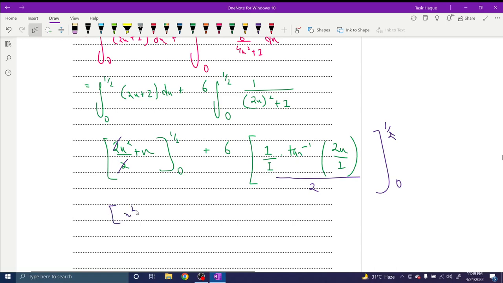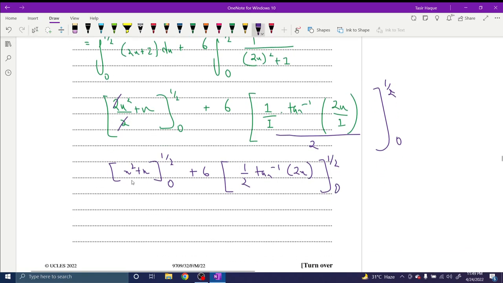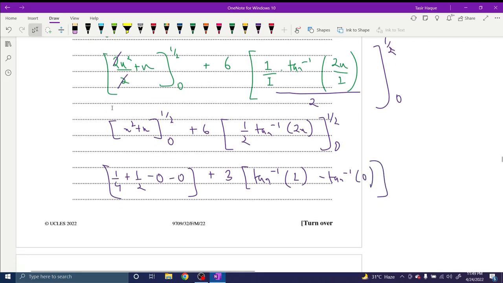So it's actually x squared plus x from 0 to half, plus 6 by 2 tan inverse twice x from 0 to half. Let's solve this. So it's 1 by 4 plus half minus 0 minus 0 plus 3. I'm taking the half out. 3 tan inverse half into 2 is 1 minus tan inverse 0. So what are we getting?